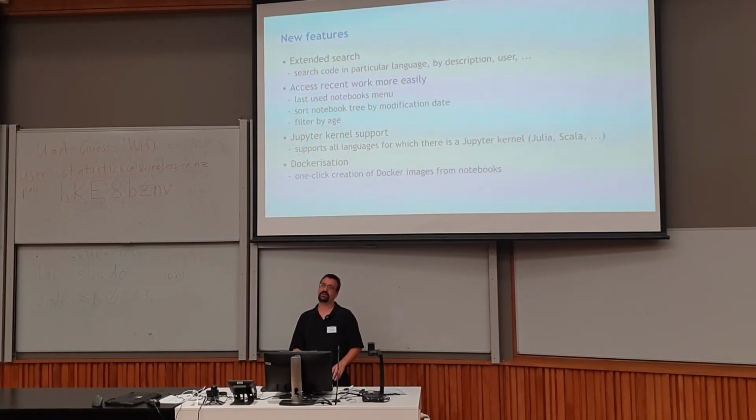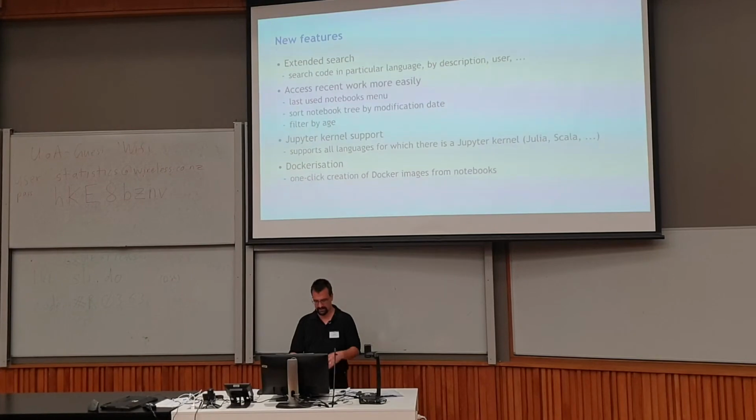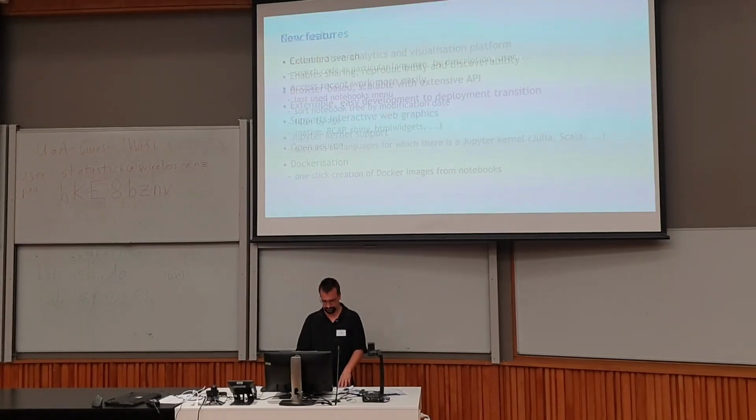As I was saying, rCloud has been around for a while. So what we did recently, we extended the search capabilities, so you can search by language, by description, by user, and other properties. There are a bunch of new items that allow you to filter the notebook tree, because in real life, you end up with thousands of notebooks by hundreds of people. So they want to filter by things, or by age, or search for things, or you just want to see what you did in the last 2 weeks, for example, which is quite useful as well. We added the Jupyter kernel support, meaning we support any Jupyter kernels that are out there, and the Dockerization that I was just talking about.